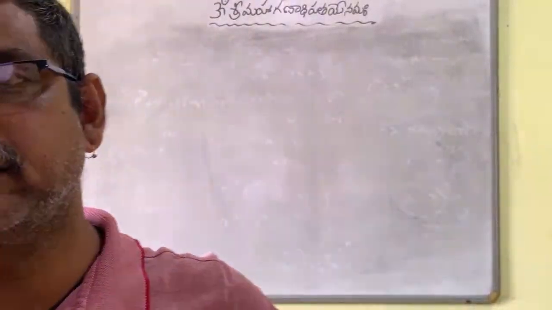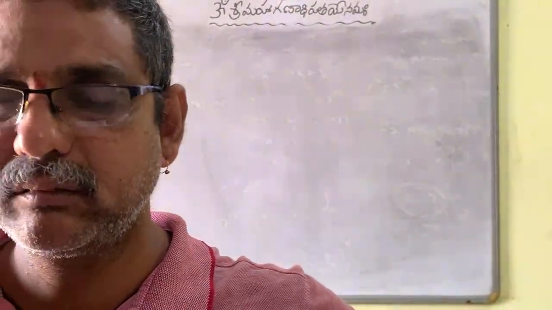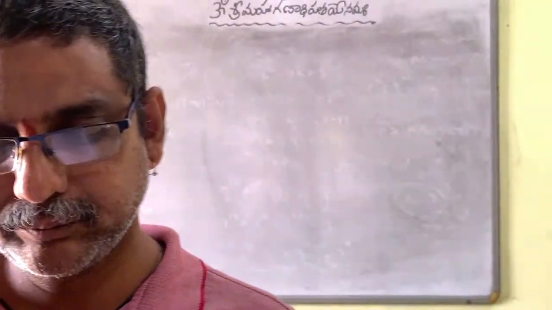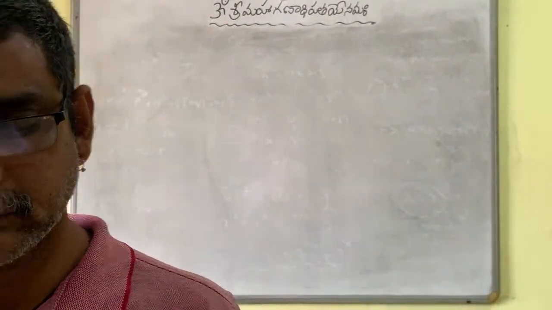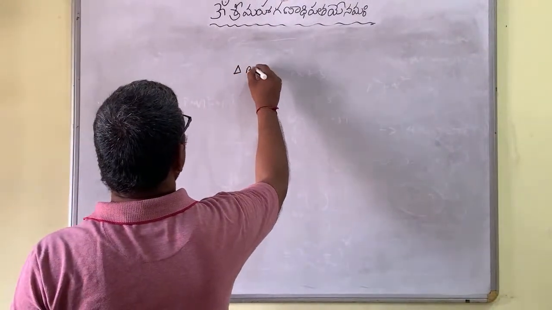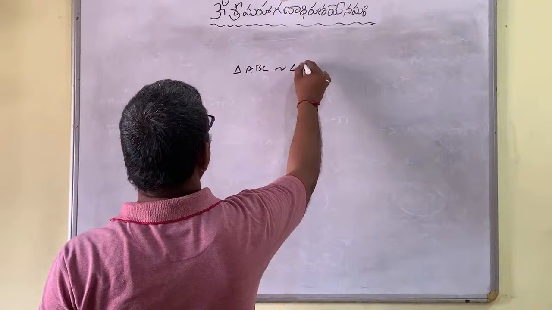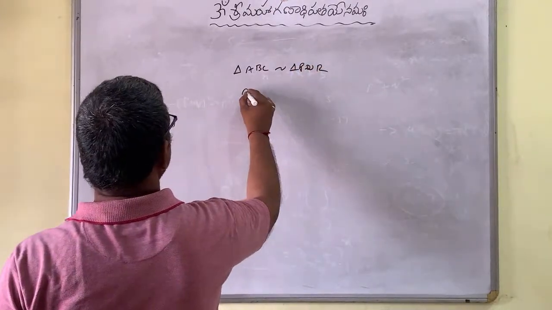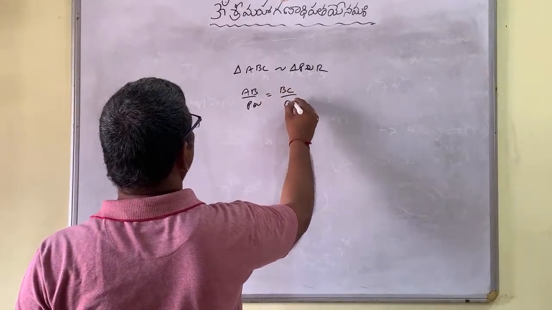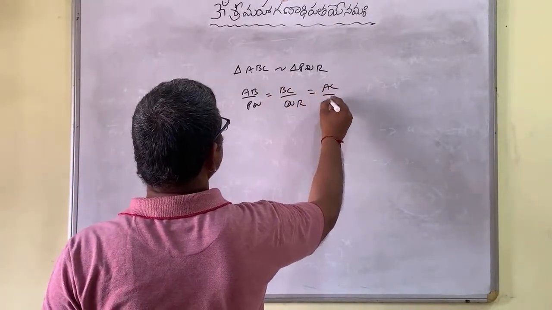Question number 13. Triangle ABC is similar to PQR, given clearly. With AC, BC, QR, PR, we need to find the X value. What is given? Triangle ABC is similar to triangle PQR. That means AB by PQ, BC by QR, AC by PR.